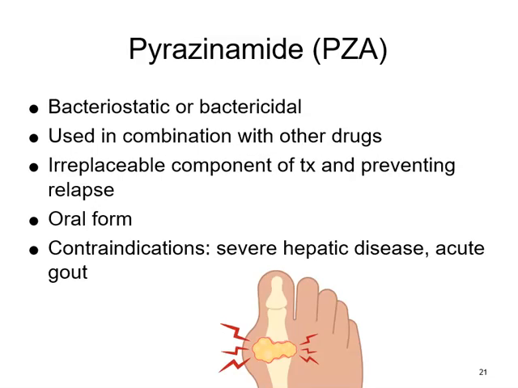PZA, or pyrazinamide, is bacteriostatic, and not really sure exactly how it works, but it is contraindicated in those patients who have pre-existing liver disease and those with gout. It is used in conjunction with other medications to treat active tuberculosis, and it may also be used to treat latent tuberculosis as well. Some of the more common side effects or adverse effects of this would be the polyarthralgias and liver toxicity and hyperuricemia. So it can cause gout-like disease.